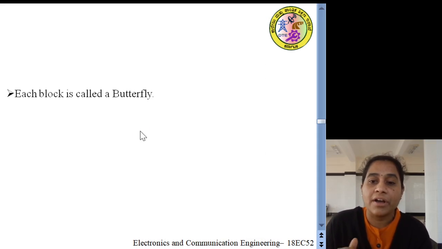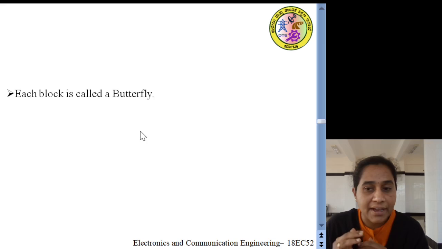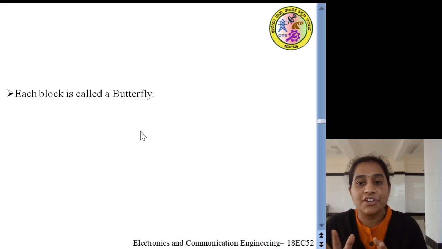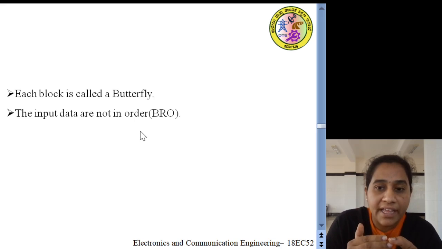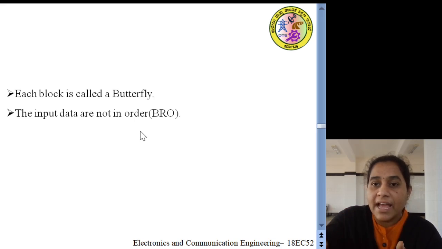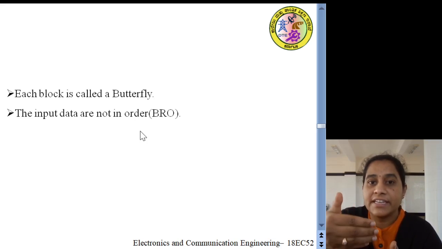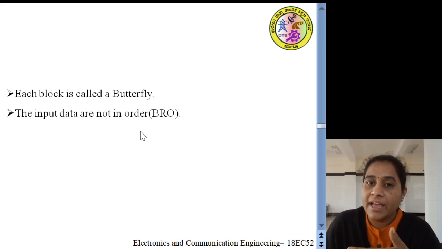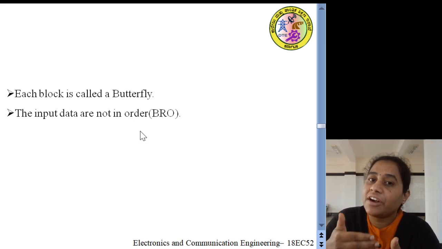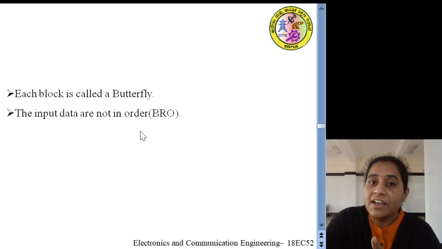Each block here we will be calling a butterfly because it resembles the structure of a butterfly. We call that particular operation the butterfly operation. The input data here are not in the natural order. Natural order means the time domain sequence x of 0, x of 1, x of 2 up to x of n. Here, the input we are giving is not in that natural order. Instead, it is in bit reversal order. We are going to check why it is not in normal order in the next slide.